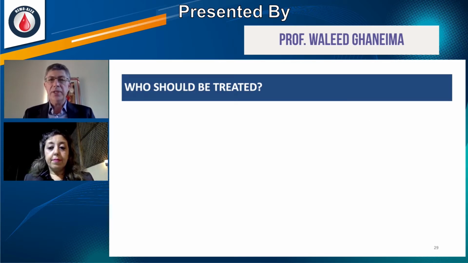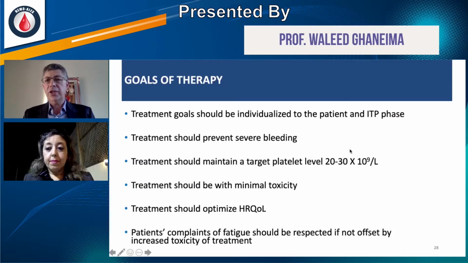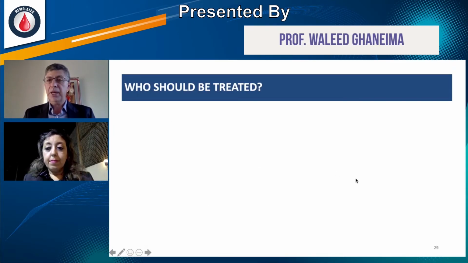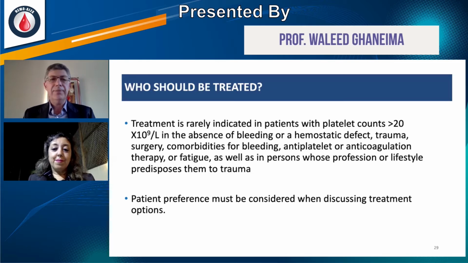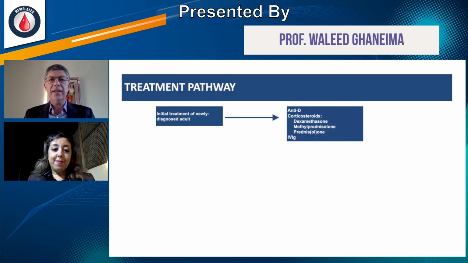I tried to influence them here and change it to 20 to 30, but obviously I forgot to influence the panel and add the 30. I think it's more correct to add the 30. Anyway, patient preferences must be considered. That is exactly the same way as the ASH guidelines.